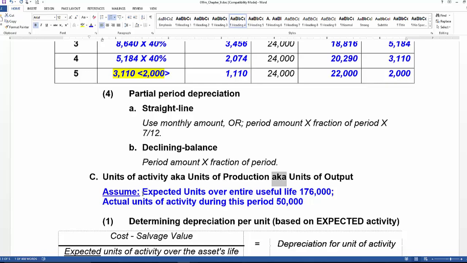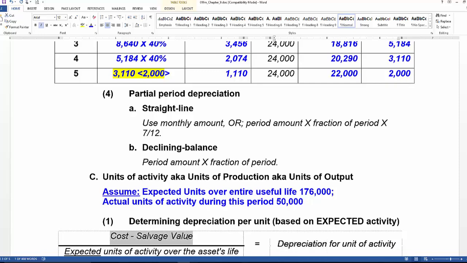And in this situation, let's assume that we think the entire useful life of this asset will be 176,000 units of activity: miles, parts stamped by our stamping machine, pieces of plastic extruded in our plastic extrusion machine, yards of cloth woven on our weaving machine or knitting machine, whatever it is. So you do depreciation per unit based on your expected activity, and that just tells you how much your depreciation is for one unit of activity. So one item manufactured, 1 mile driven, 1 hour of flight time, whatever your activity base is.